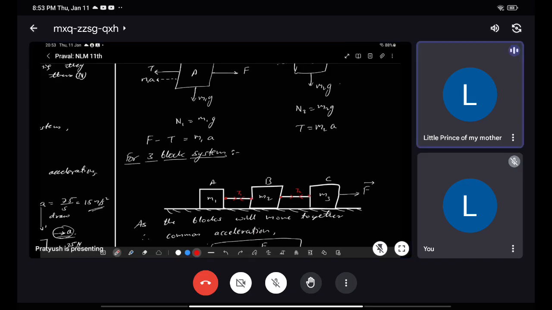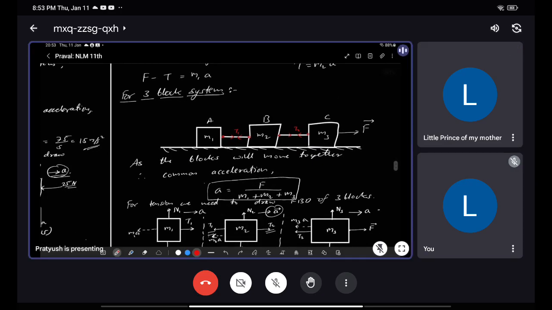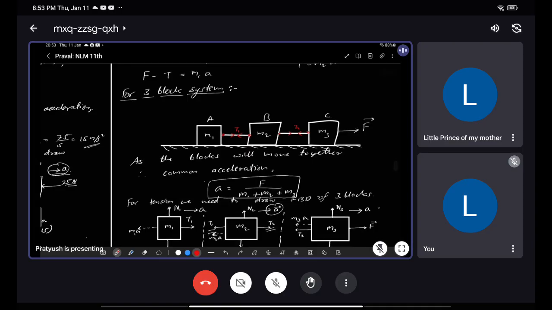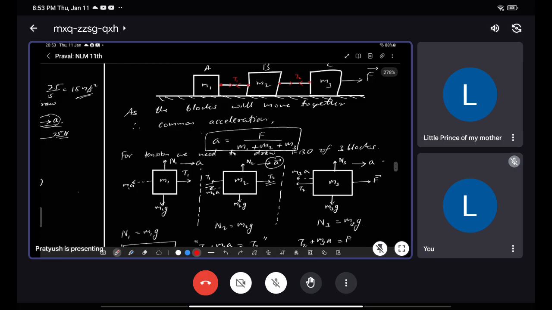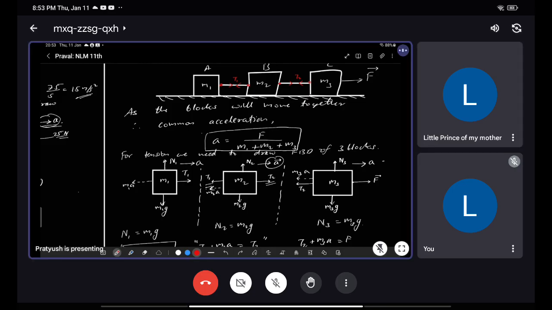Sir, still got it. What? Same thing you need to do. Total force divided by total mass will give you acceleration. Now that acceleration is divided up. Yes, got it? Draw the diagram.